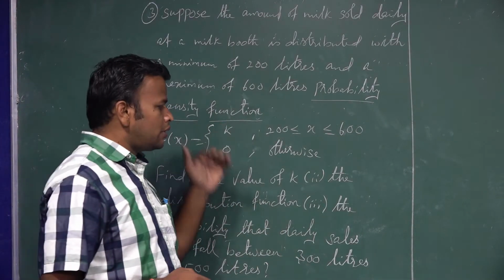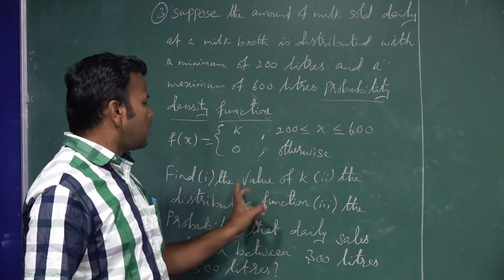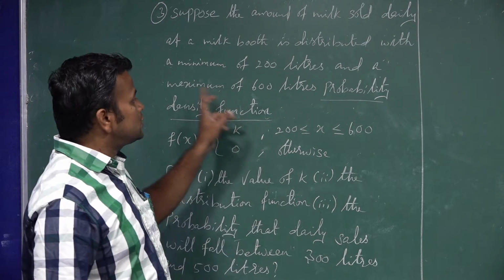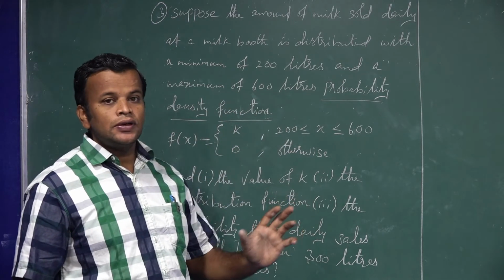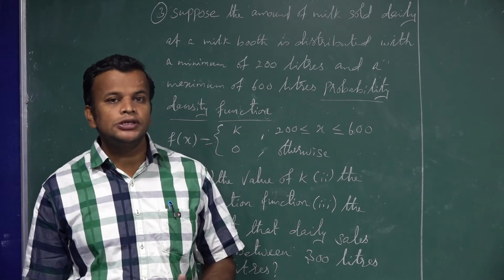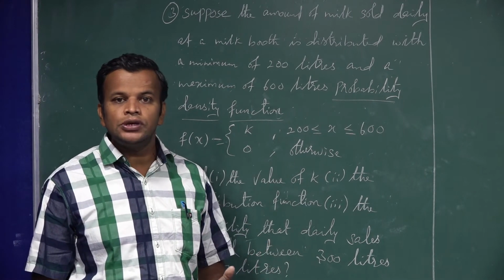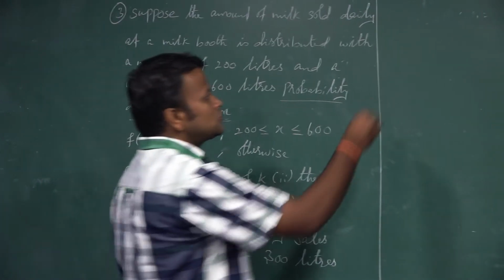Now we find one by one. The first one is to find the value of k. You see, it is a probability density function. Suppose f of x is a probability density function, you know one concept. The concept is from minus infinity to plus infinity, f of x dx value should be equal to 1. So first we use the concept.